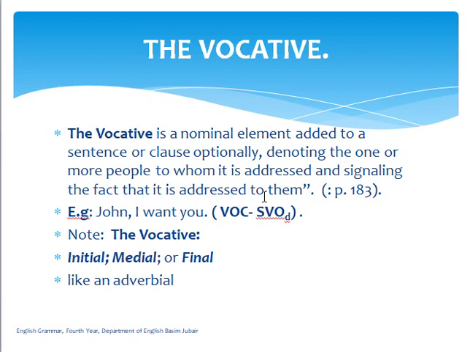Now, let's take this example: John, I want you. Of course, it has a certain tone. "I want you" is a clause, a simple sentence, which consists of subject, verb, and direct object: subject "I", verb "want", and "you" is the direct object. John here is the one who is addressed, the addressee, and John represents the vocative.